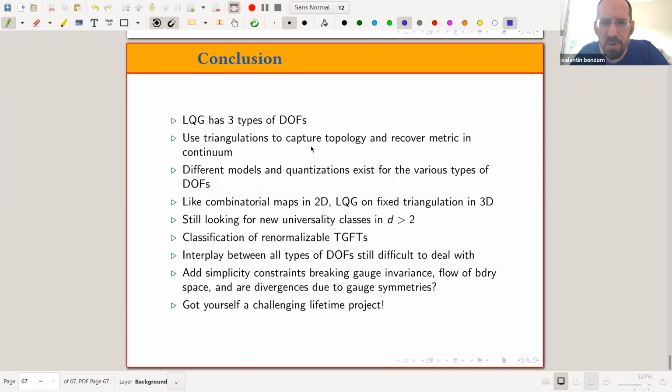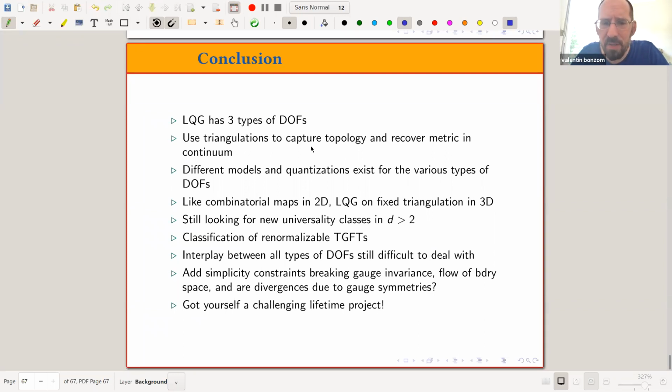We're still looking for new universal classes in dimension greater than 2. It's very hard, but we are able to prove theorems, so it's quite good, at least. We are now able to classify renormalizable tensorial group field theories, and we have asymptotically free theories.